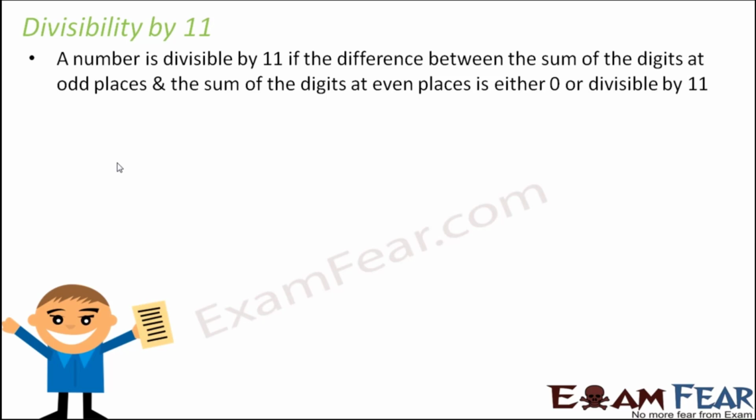Now, let us take an example of some number. Let's say 391625. Let's say we have to tell whether this number is divisible by 11 or not. So what we need to do? We need to sum the digits at the odd places, and again we need to sum the digits at the even places, and then we need to find the difference between the two.